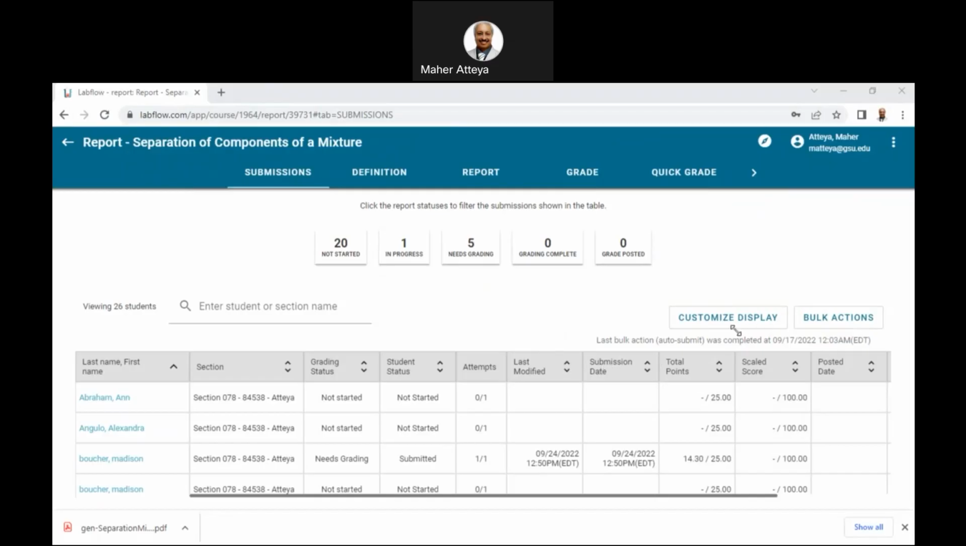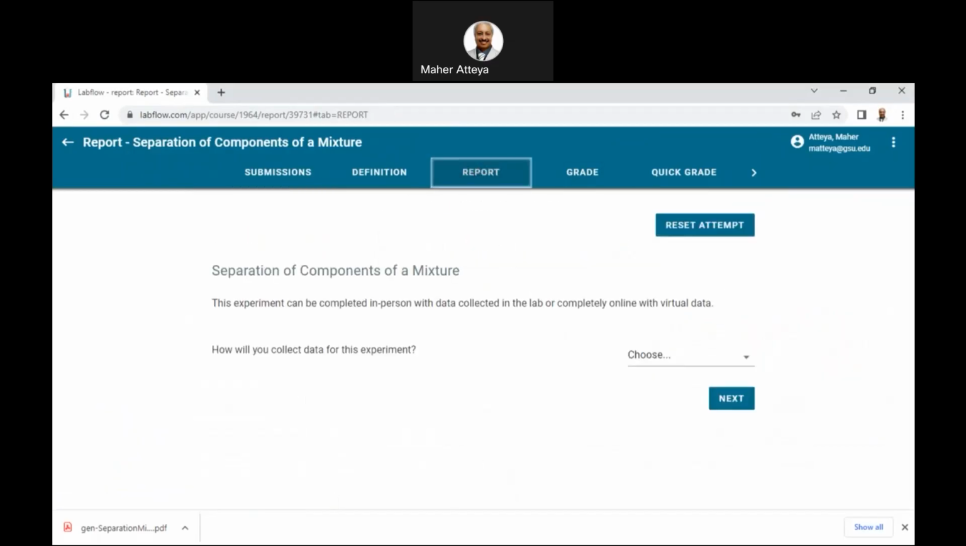Okay, so this is the report. So I'm clicking on the report. So that's what we said. When I click on the report icon, this is very important. In the red, when I'm clicking on the report item here, then I will be prompted to choose what type of experiment I will do.